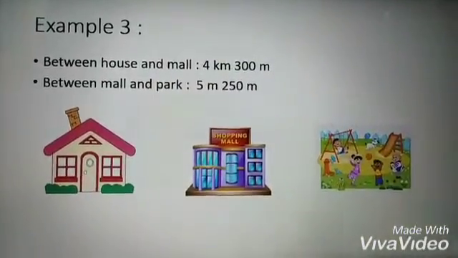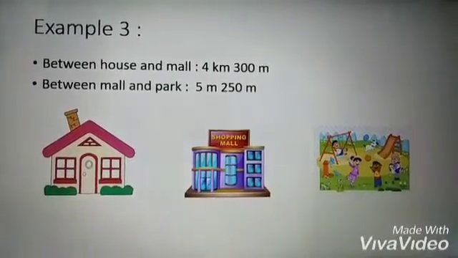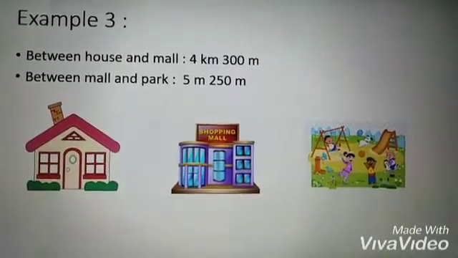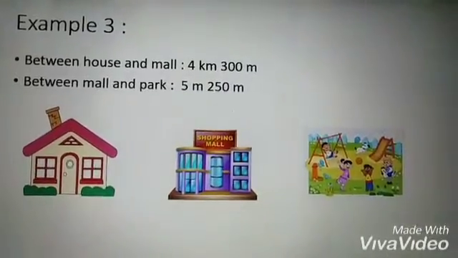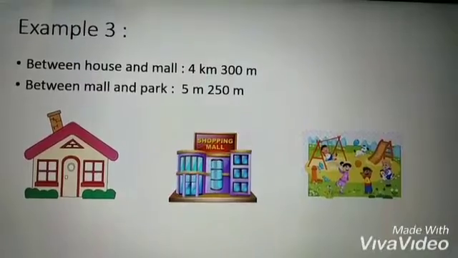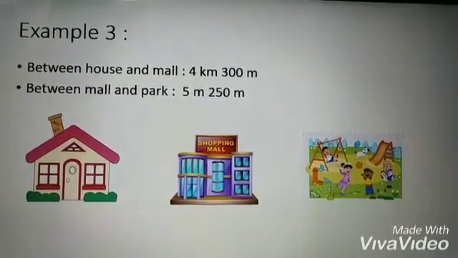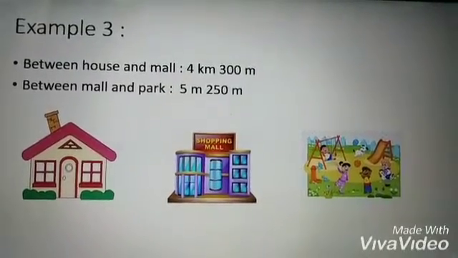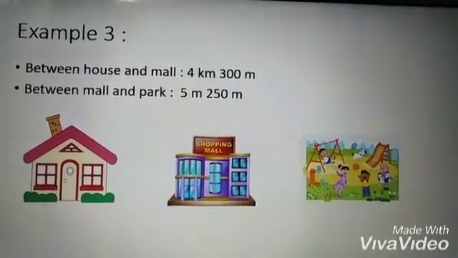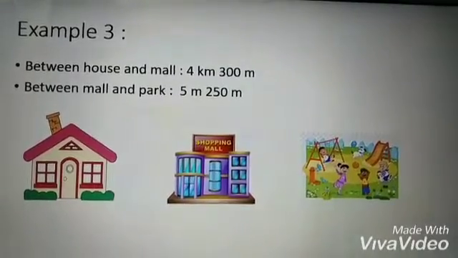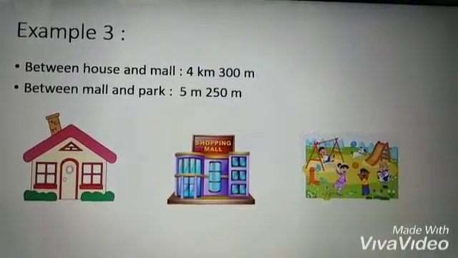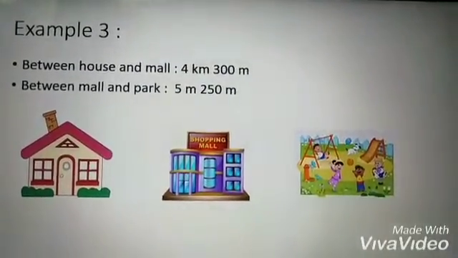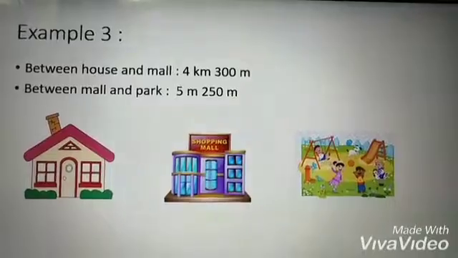In this example, we will solve problems in kilometer and meter. Ari went to the shopping mall with his car. The distance between his house and the shopping mall is 4 kilometers and 300 meters. After he finished shopping in the mall, he went to the park, and the distance between the shopping mall and the park is 5 kilometers and 250 meters. So find out the total distance between his house and the park.